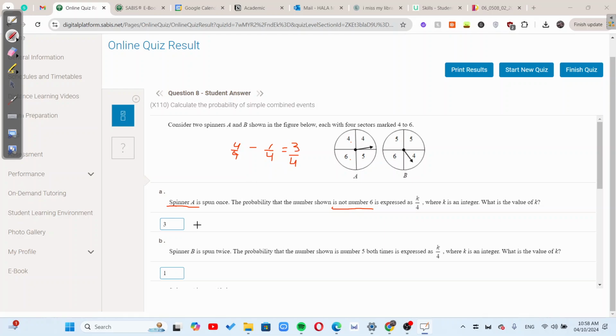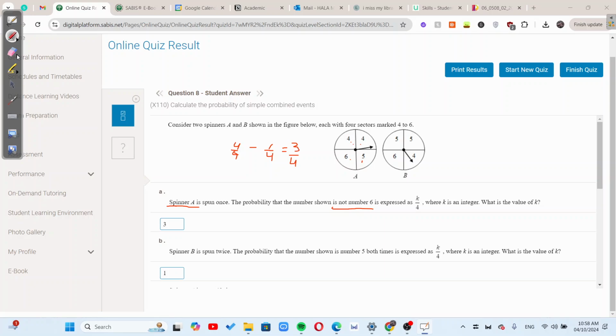That's literally it. You're done. Or, if you do not want to do all this, just look. You have one 6. So what's the probability? Count how many numbers you have that aren't 6. So 1, 2, 3. That's it. That's your answer. That's literally your answer. That's how you solve it.